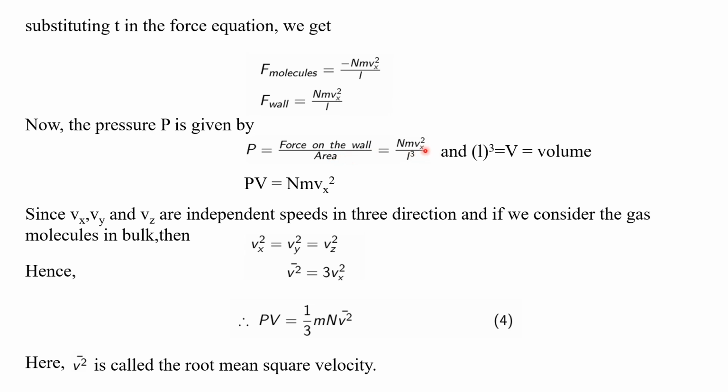So P is n m Vx squared by L cubed. Now L cubed gives you the volume. So PV is n m Vx squared.